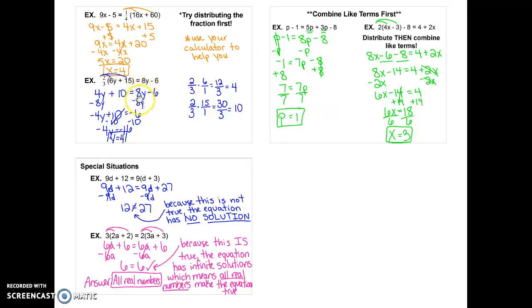Now I'm going to subtract my 8y to the left-hand side so that all my variables are on the left. It gives me negative 4y plus 10 equals negative 6. I now need to move my constants to the right, so I'm going to subtract 10 from both sides. That's going to give me negative 4y equals negative 16. One final step, divide both sides by a negative 4. So negative 16 divided by a negative 4 is a positive 4. Be very careful with your signs.